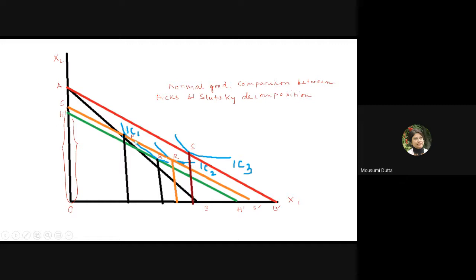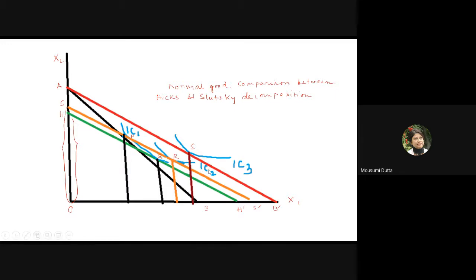So actually the IC1 is the initial indifference curve, and it is touching the initial budget line AB at point P. So this will be the consumer's equilibrium. Now, as there is a reduction in relative price of X1, other things remaining constant, the budget line will swing outward. So the new budget line will be given by AB prime. AB prime is flatter than AB, indicating a lower relative price of X1.